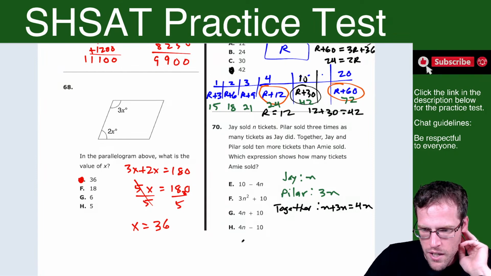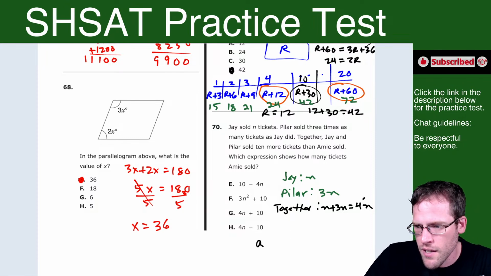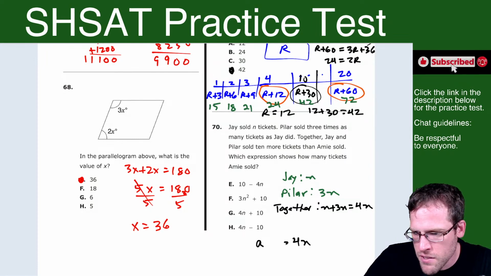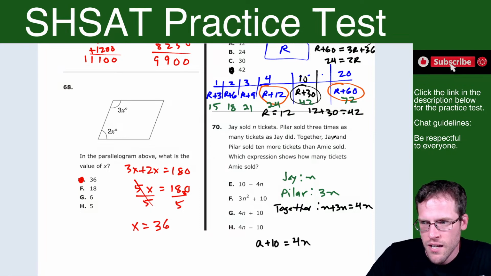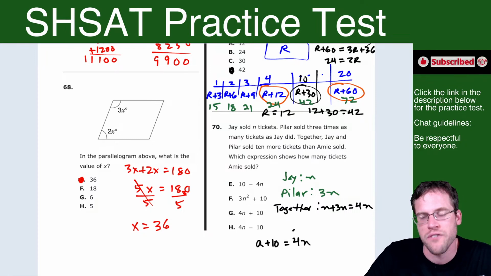Like Amy, I'm going to call A. So there's Amy, and I'll use lowercase a. So Amy and then together is 4N. But think about it carefully. Together, Jay and Pilar sold 10 more tickets than Amy sold. So that means they would be equal if we gave Amy 10 more tickets. All right, read that a few times carefully. Together, Jay and Pilar sold 10 more tickets than Amy sold. So we could set their together amount 4N equal to A, but we have to give Amy 10 more tickets for it to be balanced.